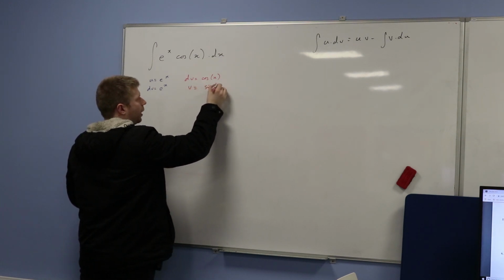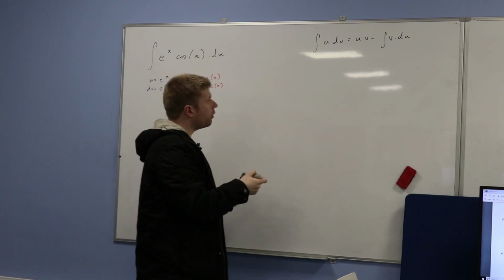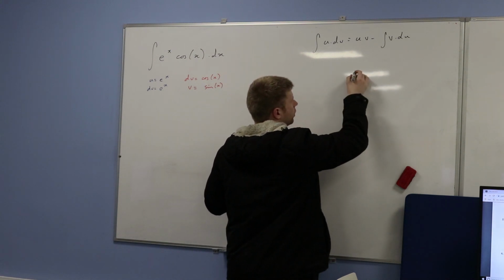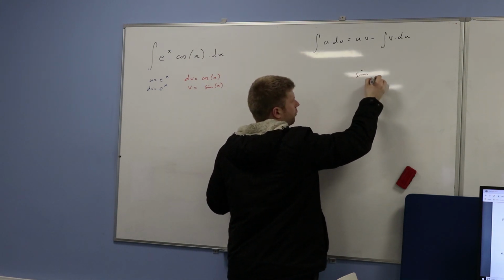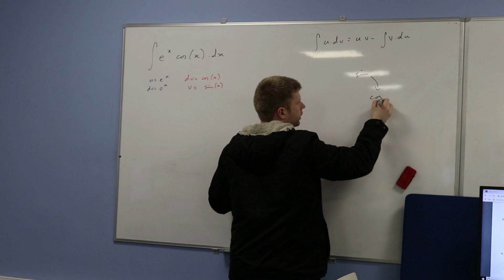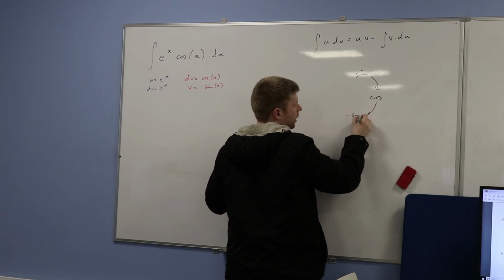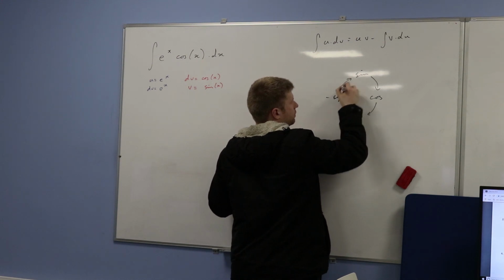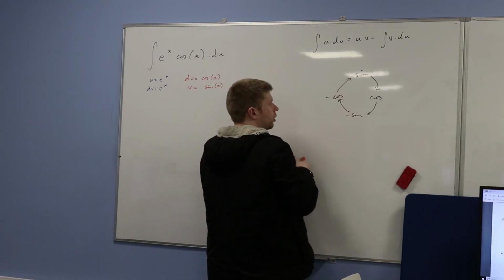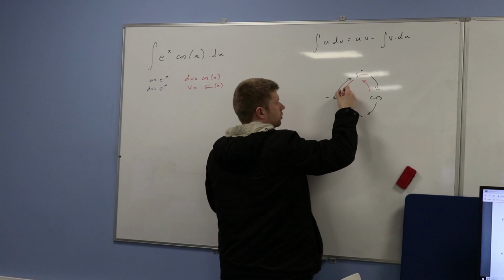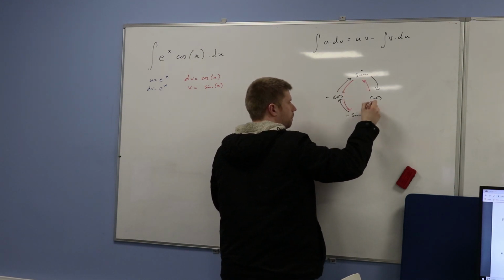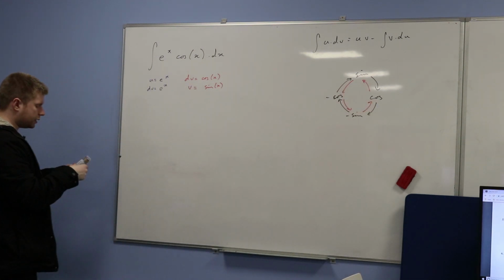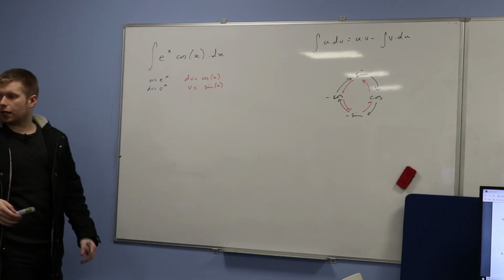Good. Now it might help here to bring up our cycle of derivatives. So let's go sine. If I differentiate it, it goes to cos. If I differentiate that, it goes to negative sine. Differentiate that, it goes to negative cos. Differentiate that, it's back to sine. So that's differentiation, and obviously integration is the other direction. Okay? All right, so we've got everything we need. Let's just stick it in the formula.